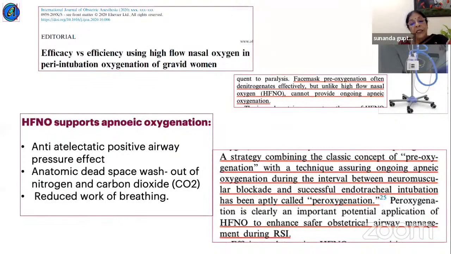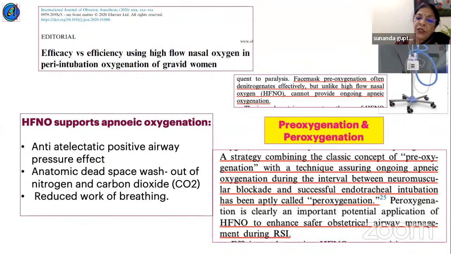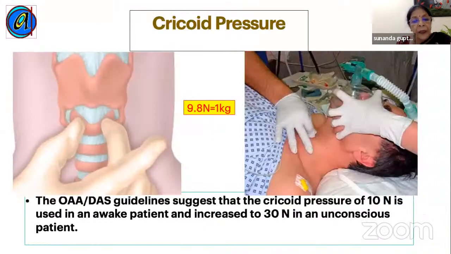So a strategy which combines the classic concept of pre-oxygenation with a technique assuring ongoing apneic oxygenation during the interval when there is a total paralysis has aptly been called per-oxygenation. So a combination of pre-oxygenation and per-oxygenation can increase your safe apnea time.